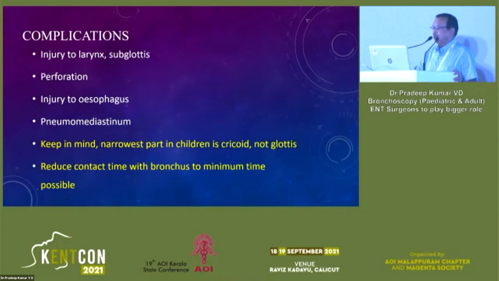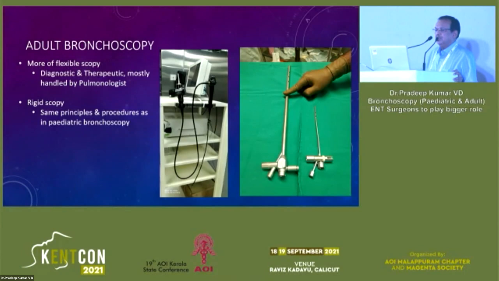Adult bronchoscopy, in adults, is still the domain of the pulmonologist, because a lot of therapeutic procedures are done by flexible bronchoscopy. But in case of a foreign body in the bronchus, where you have to do a rigid bronchoscopy, you have to intervene. The principles and practices are the same, only the tension is less in adults, because we have a sufficient airway to handle the instruments. The principles are the same.